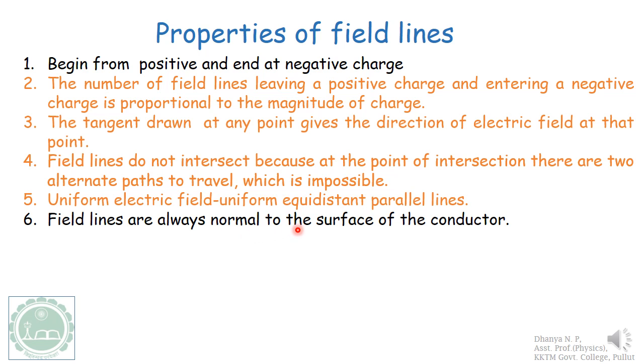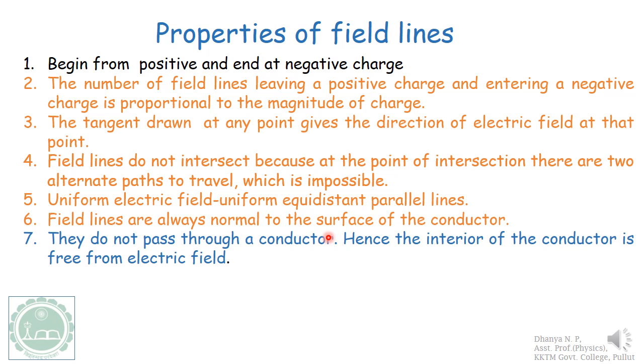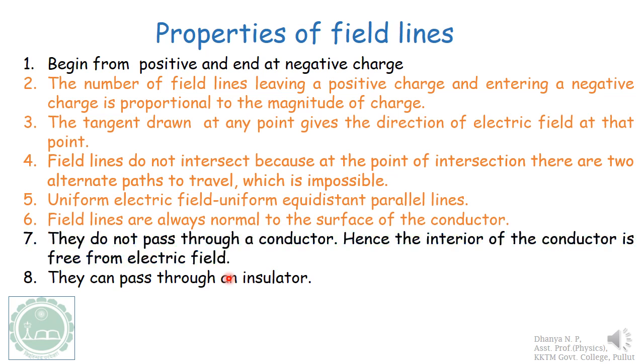Field lines are always normal to the surface of a conductor. In the case of a conductor, the field lines will be perpendicular to the surface, and they do not pass through a conductor. Hence the interior of a conductor is free from electric field, which gives electrostatic shielding. But field lines pass through an insulator. These are the properties of electric field lines.